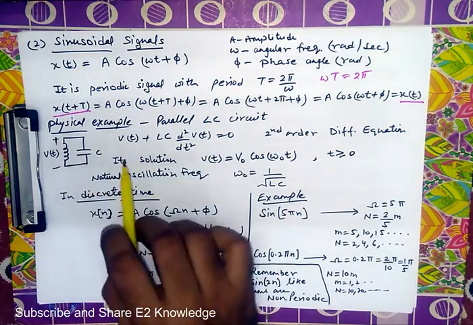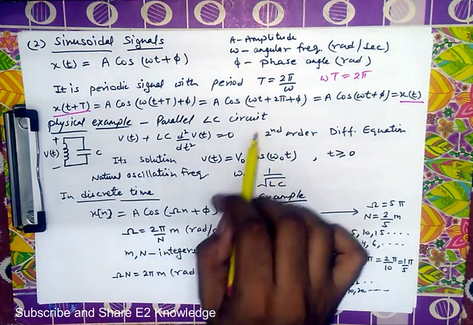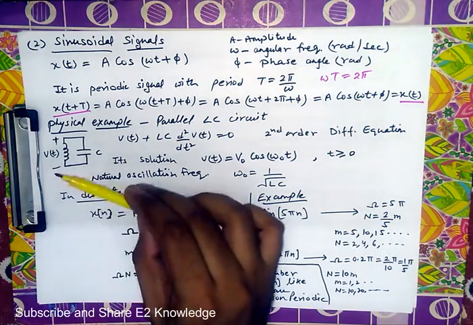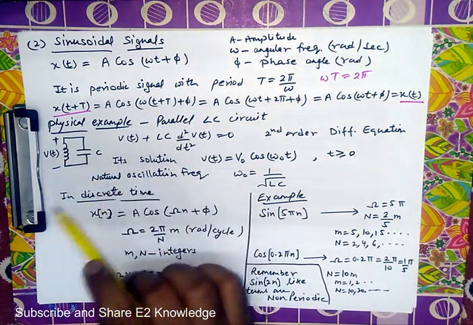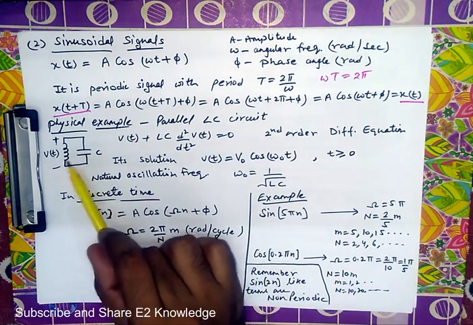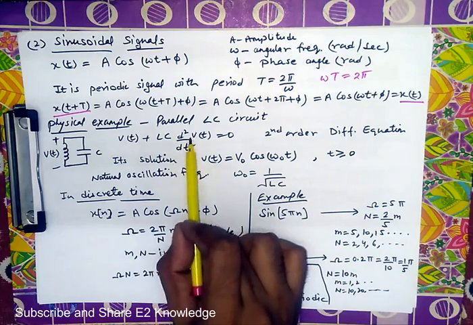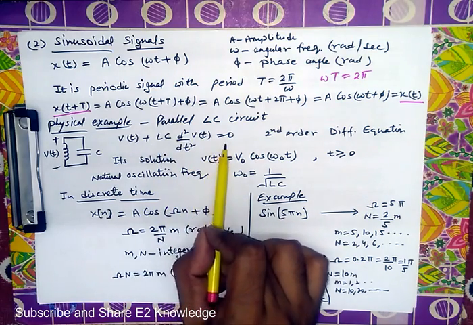Now a physical example. We can say a parallel LC circuit, a parallel inductor capacitor circuit, where the voltage across the inductor is V(t). Representing this circuit in differential form, V(t) plus LC d2V(t)/dt square is equal to 0.